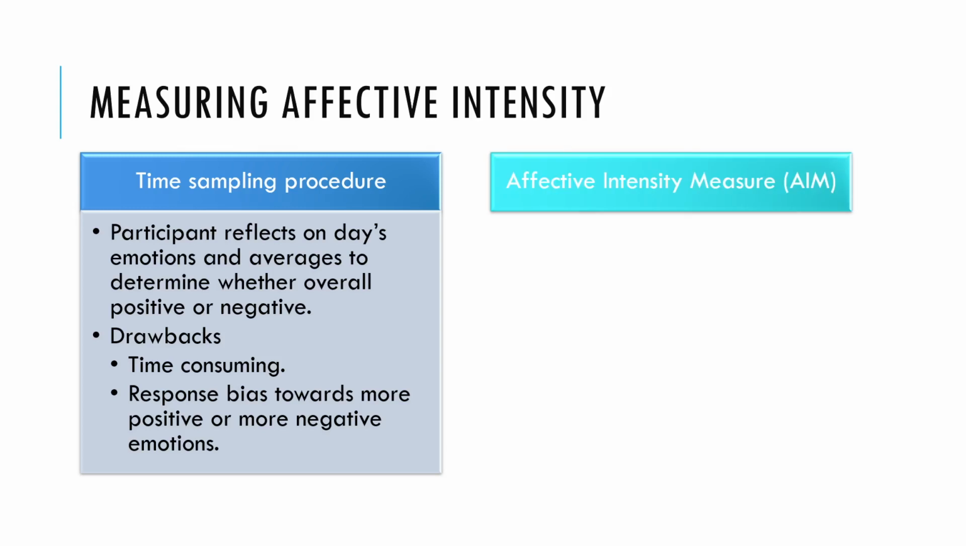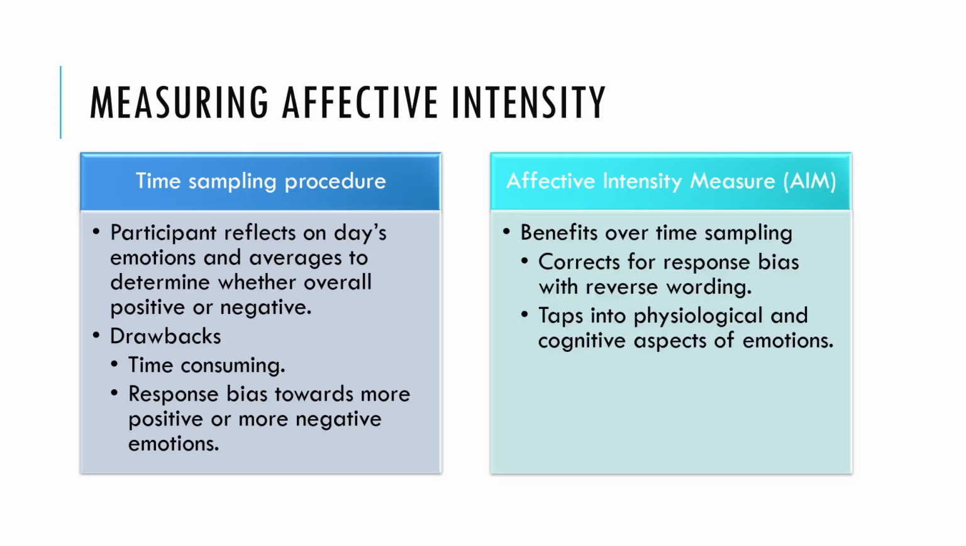So another way to measure affective intensity is to use something called the affective intensity measure, or AIM. It's more of a survey, and it has been really carefully worded to get rid of response bias by phrasing some of the questions in a positive way and some of the questions in a negative way. It asks questions that draw their attention to physiological aspects and cognitive aspects of emotions that a lot of times in time sampling, people don't spontaneously think about. So by administering this survey, the affective intensity measure, you can lead the participant to think about their emotions differently than they might have automatically done.